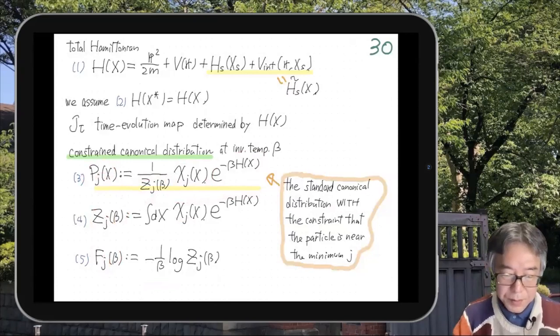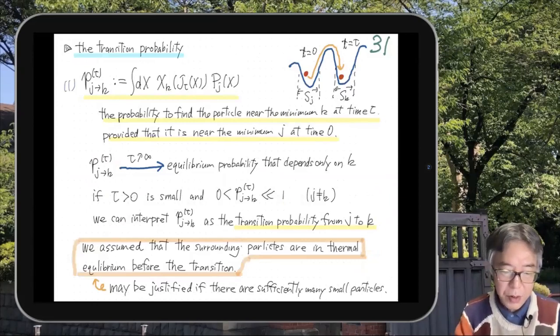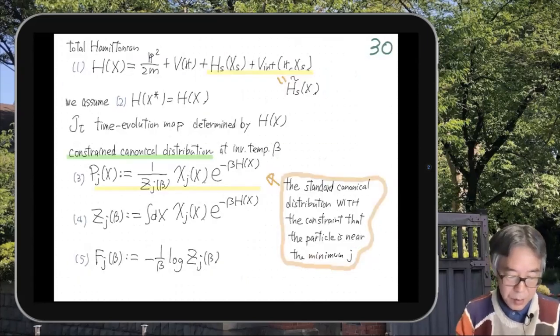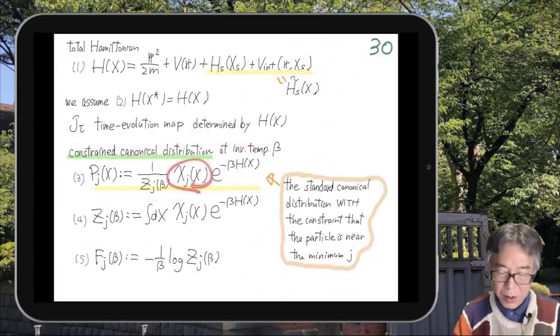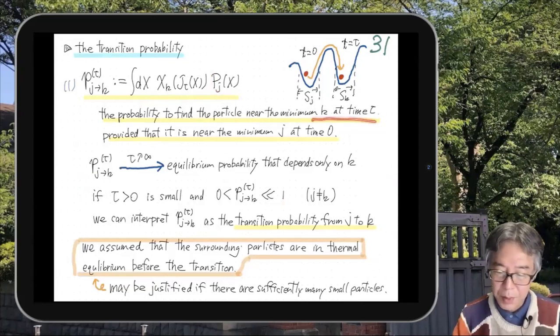Okay, and now this is the transition probability. We want to consider the situation that the particle is first, at time 0, here in this S_j. So it's somewhere here and in thermal equilibrium with surrounding particles. So the initial state is described by this P_j(x), okay? P_j is this. So the particle is near the local minimum J, and it's in thermal equilibrium. So this is our initial state. And then we want to consider the probability to find the particle near the minimum K at time tau. So it was here at time 0, and it's here at time tau.